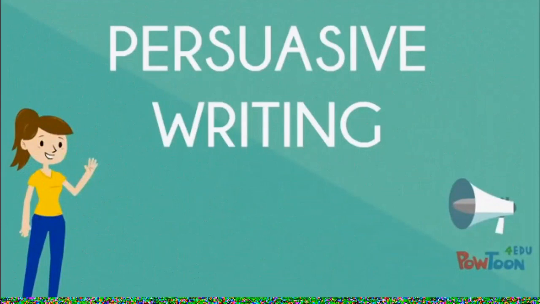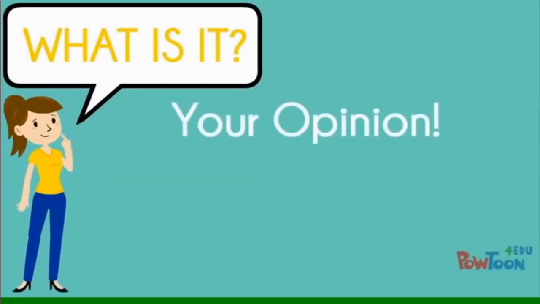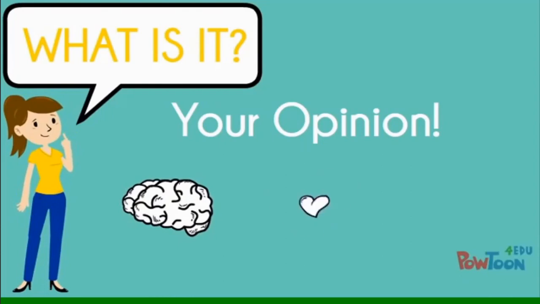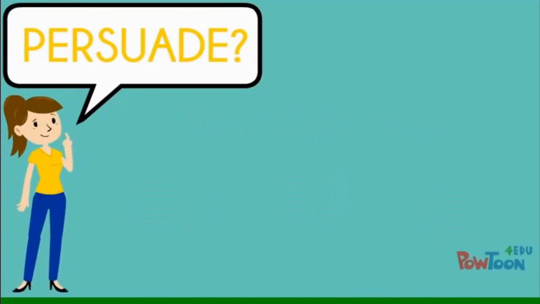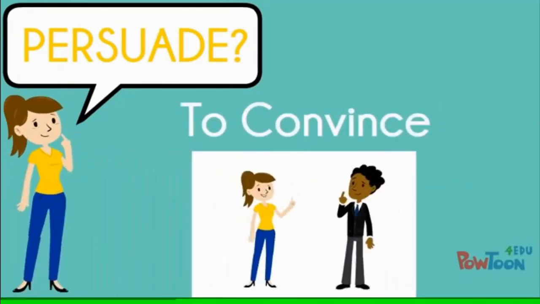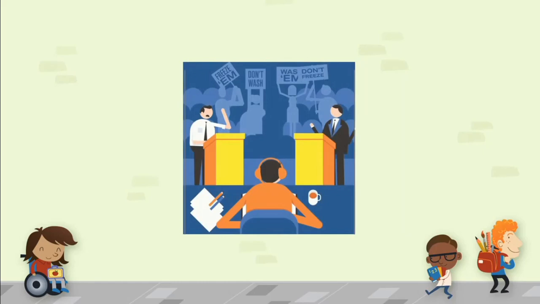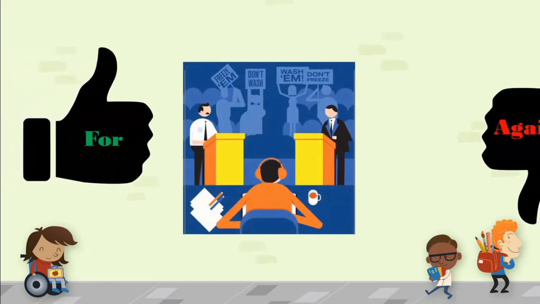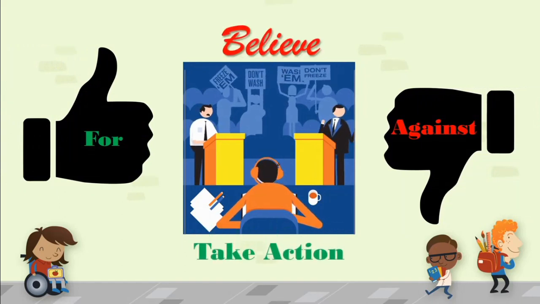First, let's watch this video on persuasive writing. Persuasive writing is a type of opinion writing. Your opinion is what you think, feel, or believe about something. To persuade means to convince. When we persuade someone, we want to convince them of something. People use persuasive writing to stand for or against an issue. The writer's job is to convince the audience to believe something or to take action.